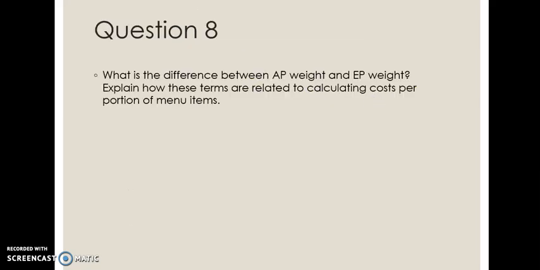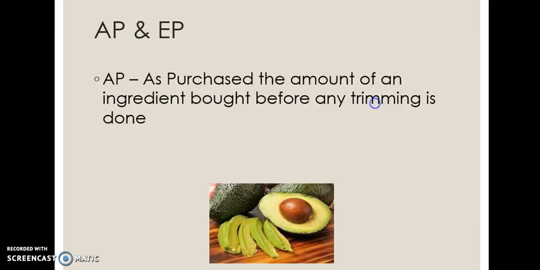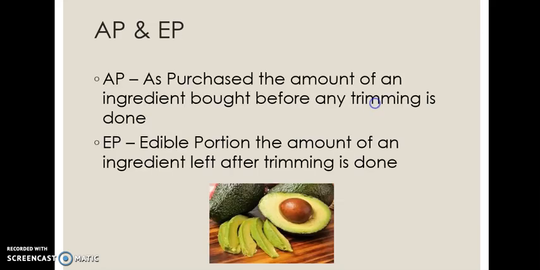So we already discussed AP and EP weight. This is just going over what I already talked about. Now, avocado is another perfect example. If you look at this specific avocado, you see it has a huge pit inside, and it has the outside skin on it. So this would be considered the AP product. And then after you remove everything else, you will have the EP.